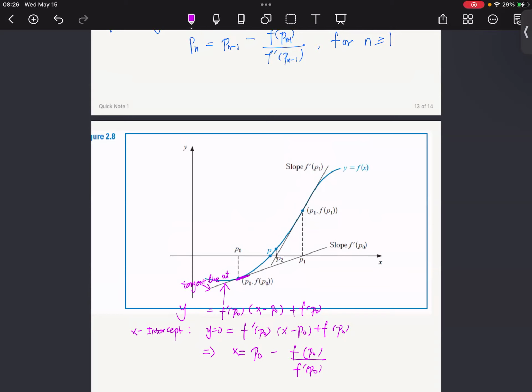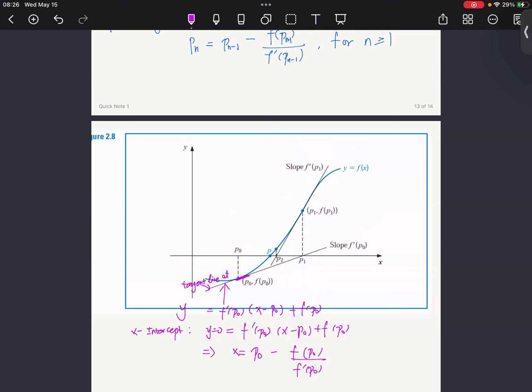Any questions about the intuitive idea of Newton's method? Any questions here? Tangent line, intercept, tangent line, intercept. This is the idea of Newton's method.